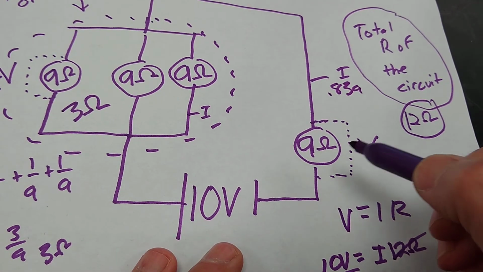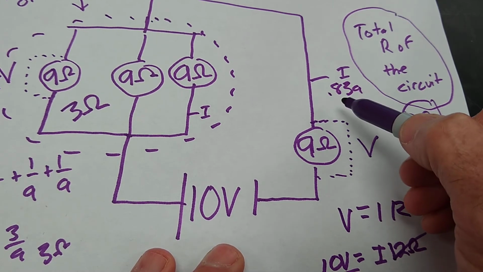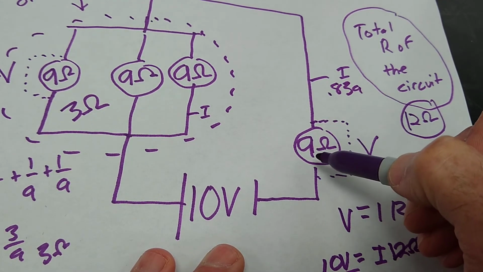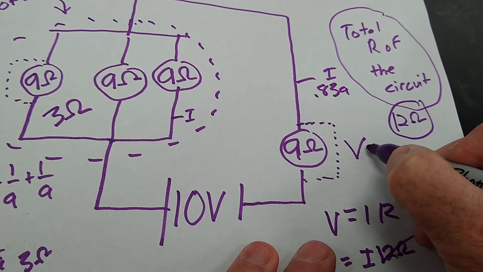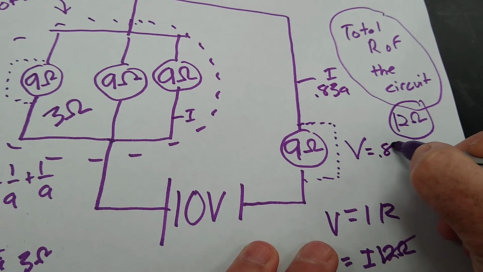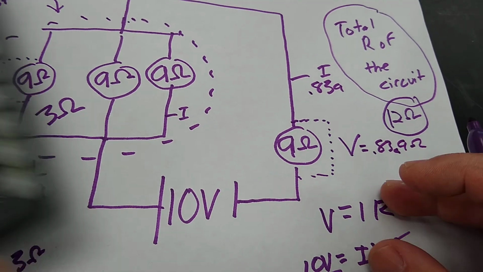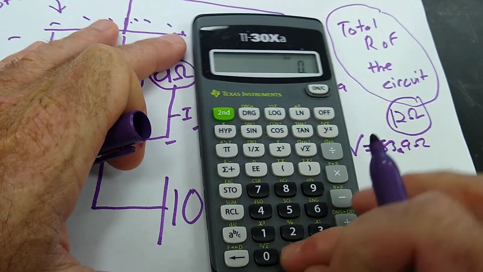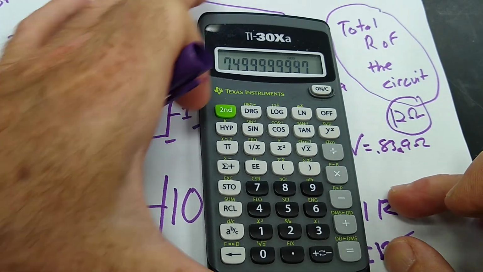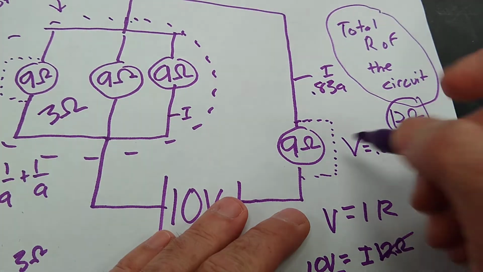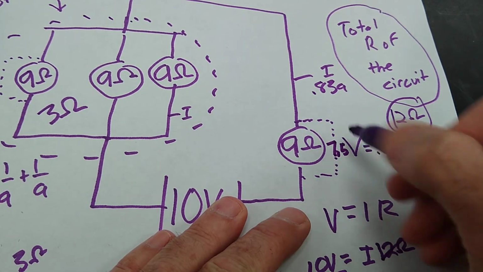Now the next logical thing is we could say, what is the voltage right here? 0.83 amps are coming through a 9-ohm resistor. So what must the voltage be right here? V equals IR, 0.83 amps times 9 ohms. 0.83 times 9, 7.5 volts are available across this bulb.